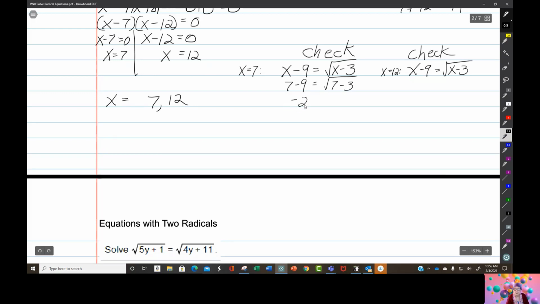So negative 2 equals the square root of 4. Negative 2 equals positive 2. Not true. False. As a result, we need to throw out x equals 7. And you cannot assume that 12 will work, unfortunately. So we have to check that one too.